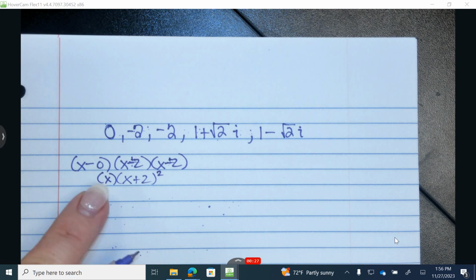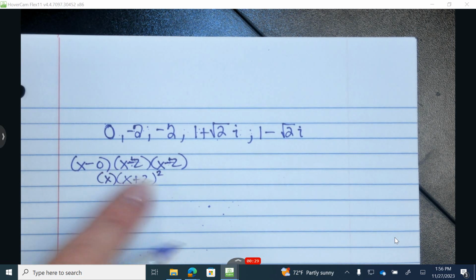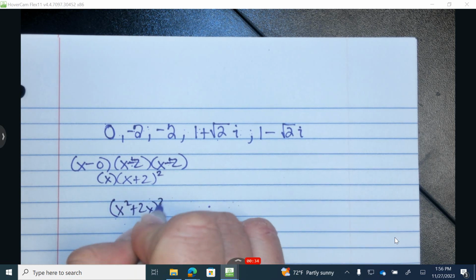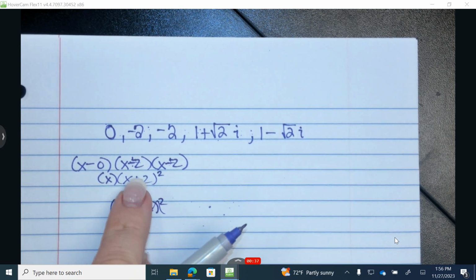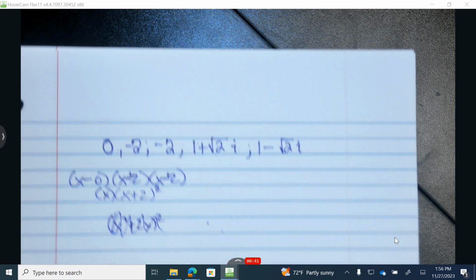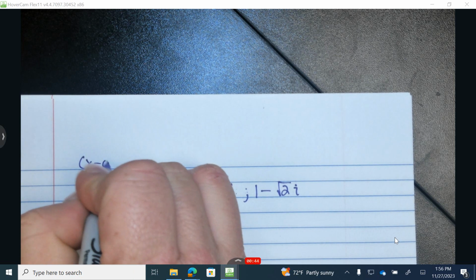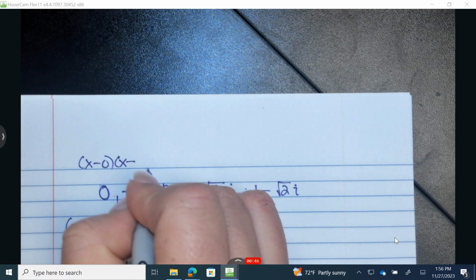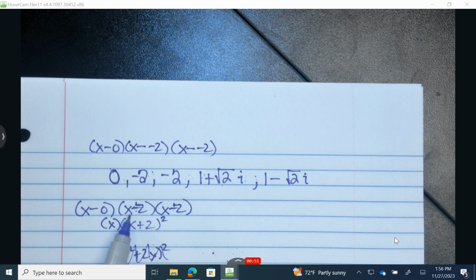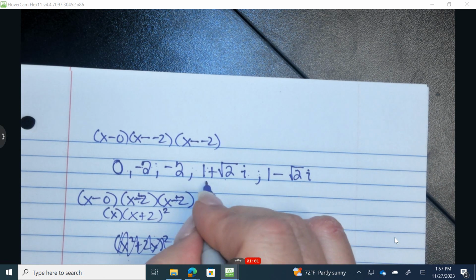What you cannot do is just take this and distribute this through. So what I would not want to see you do is write x squared plus 2x quantity squared. That x cannot be distributed through when our exponent outside is anything other than 1. If you're a little confused, if I slow this down, it's x minus 0, x minus a negative 2, x minus a negative 2. Two negatives make a positive. That's just x plus 2 since it's written twice, x plus 2 quantity squared, and then x minus 0 is simply x.